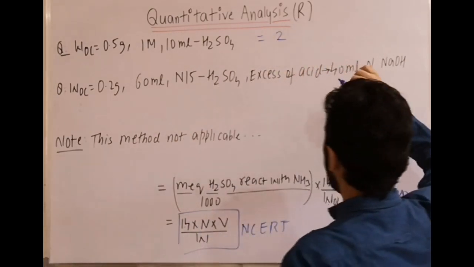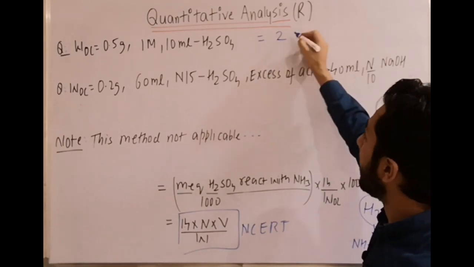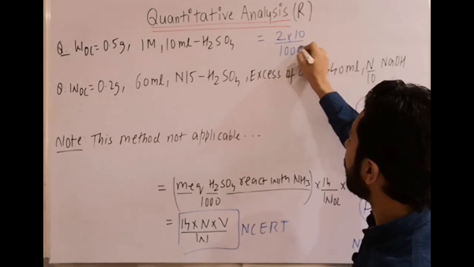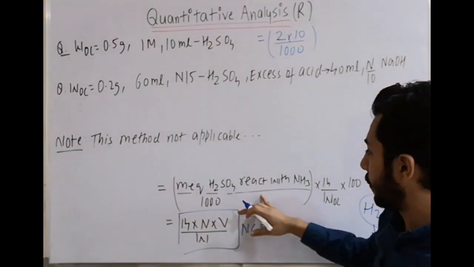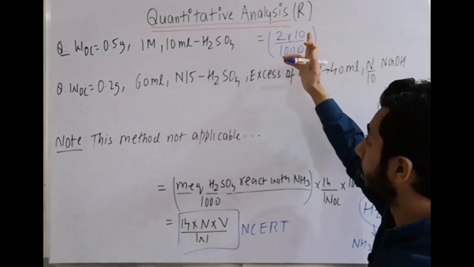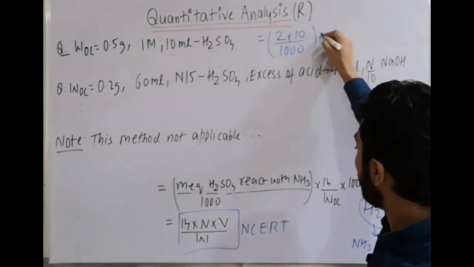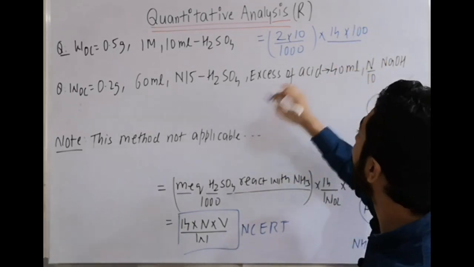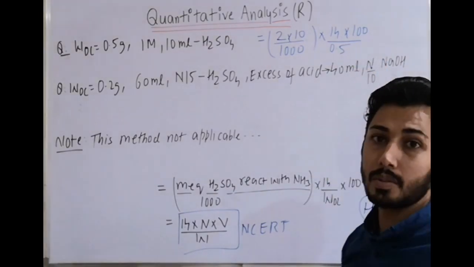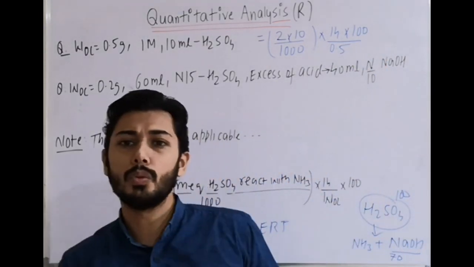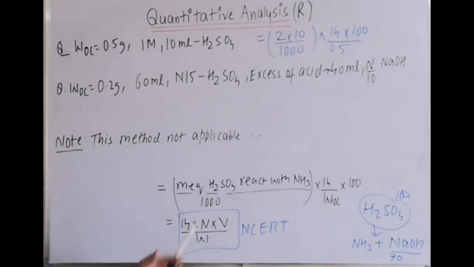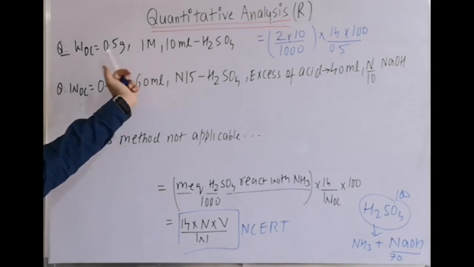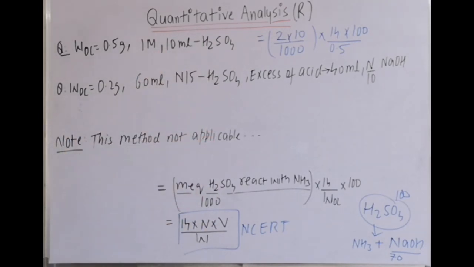Number of equivalents will be normality into volume, milliequivalents upon 1000. Which formula am I using? Directly that one. Milliequivalents of H2SO4 reacted with ammonia, normality into volume upon 1000 into 14 into 100 divided by weight of the organic compound, which is given as 0.5 grams. That is the basic formula which you can use, but the main thing is that you understand that it is the equivalents of H2SO4 reacted with ammonia. So in this NCERT numerical, I am directly using the formula, and you will get the exact answer, right?